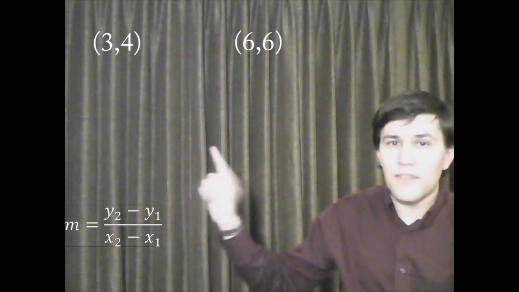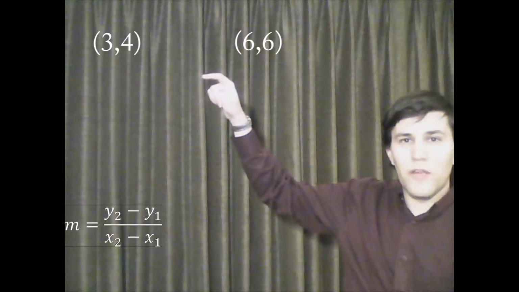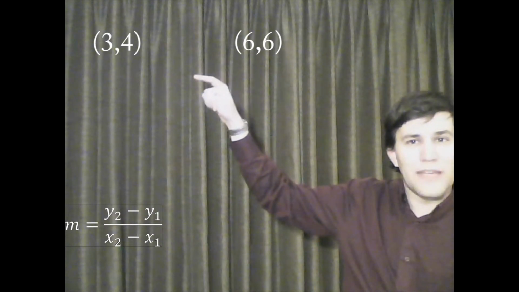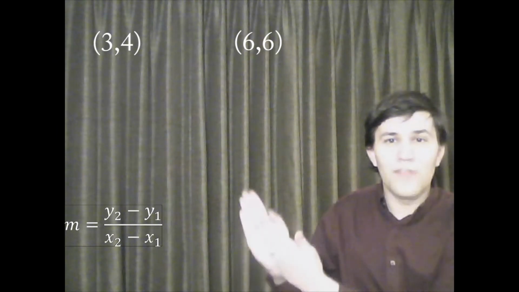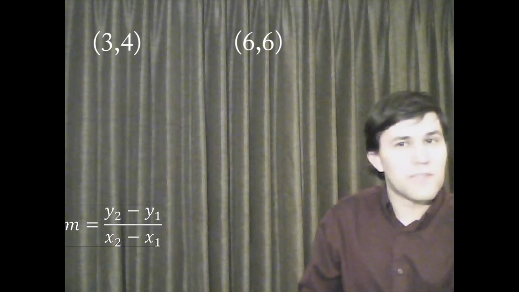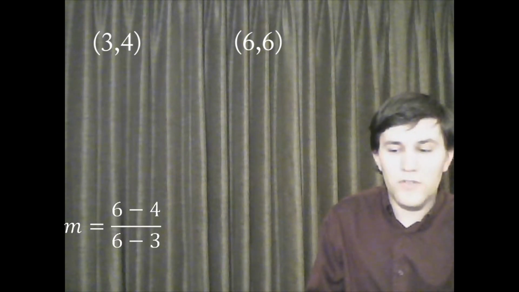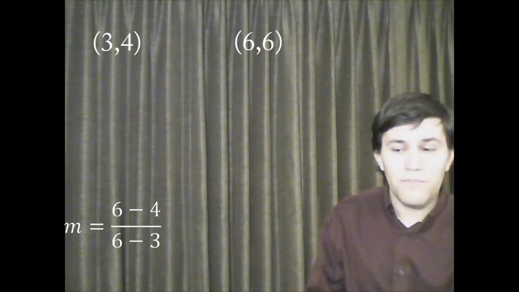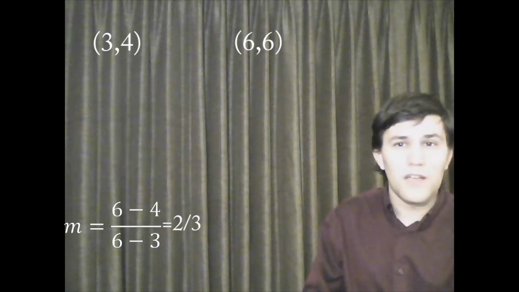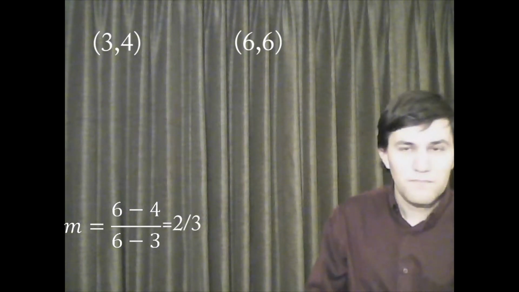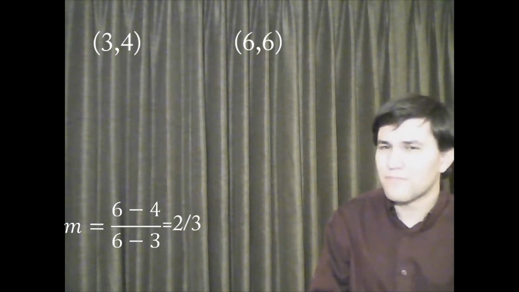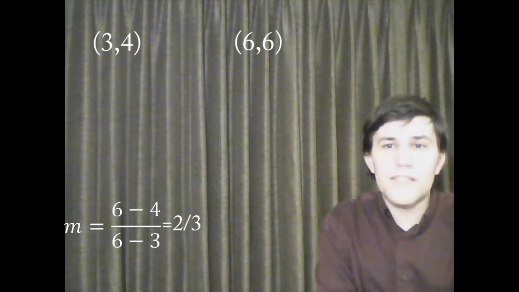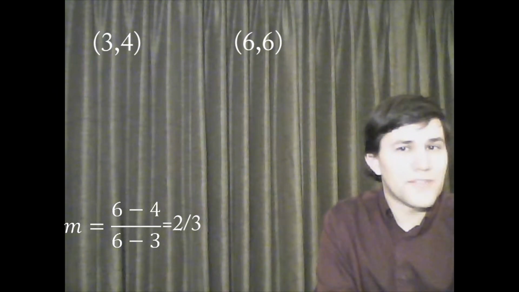So let's put in the numbers from our points, remembering what y1 and y2 mean, and x1 and x2 for each of these. So we now have m equals 6 minus 4 all over 6 minus 3. This gives us a slope of 2/3. So far it's looking pretty good. We're getting the same result that we got from our graph. But now we're a little bit stuck. We don't have a graph to look at to find our b.